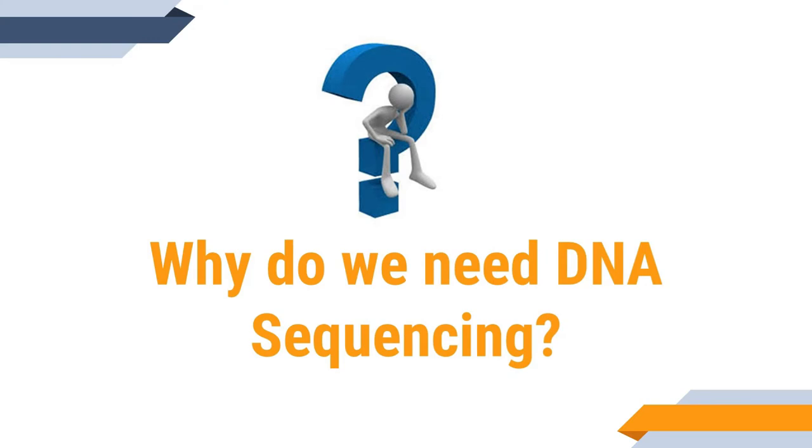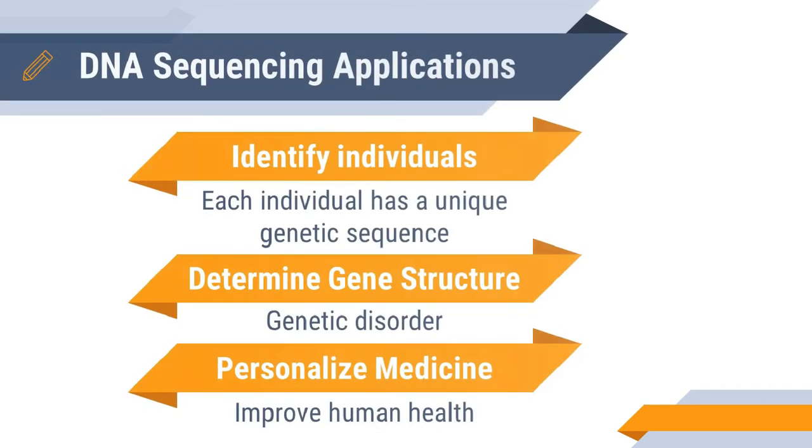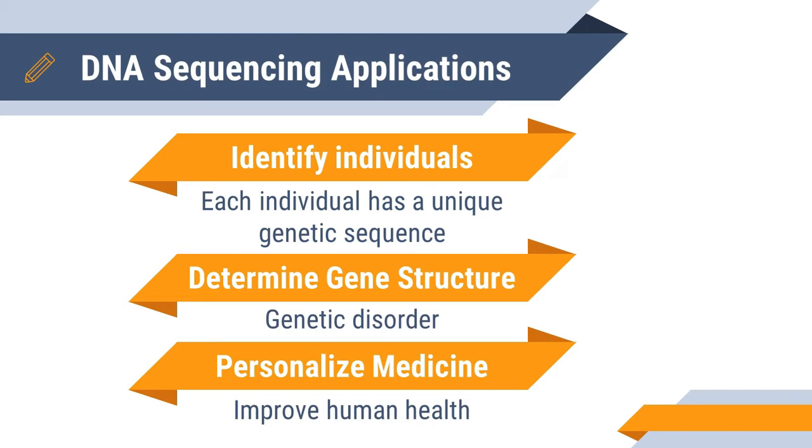So, why do we need DNA sequencing? What is the importance of DNA sequencing? DNA sequencing helps identify individuals since each individual has a unique genetic sequence. Also, determining gene structure and function. Moreover, DNA sequencing is a critical step to improve human health and to achieve personalized medicine where the right treatment will be given to patients.